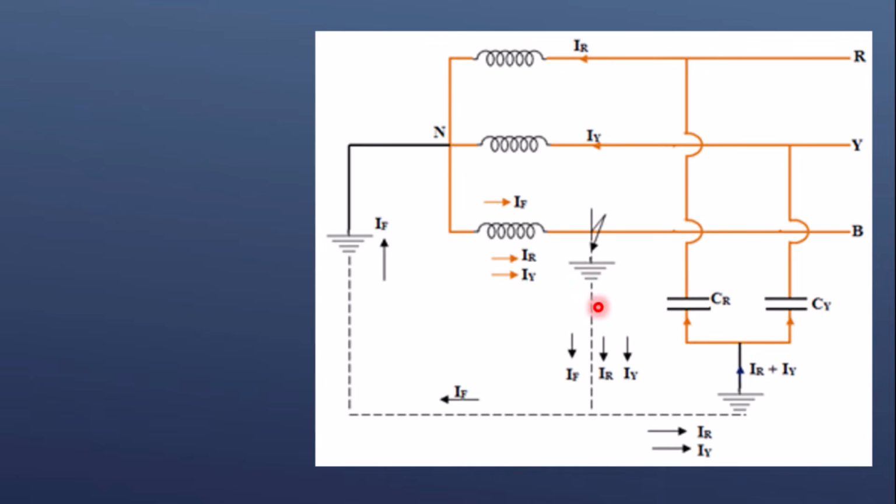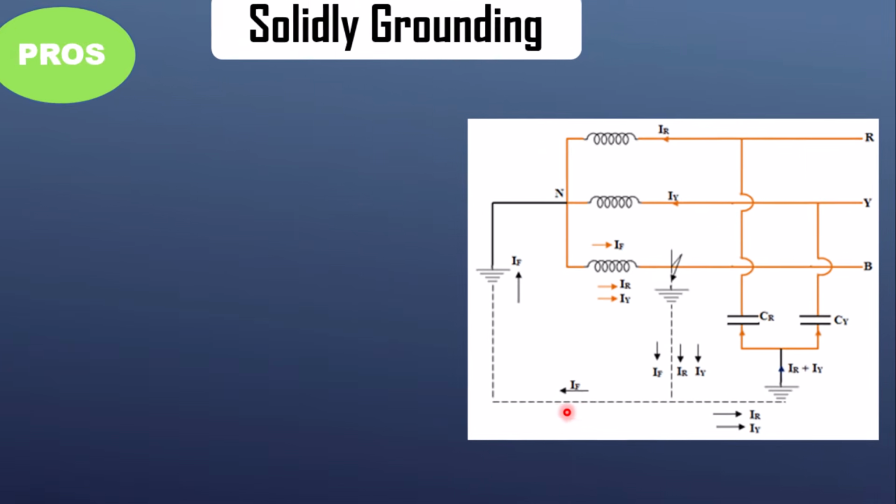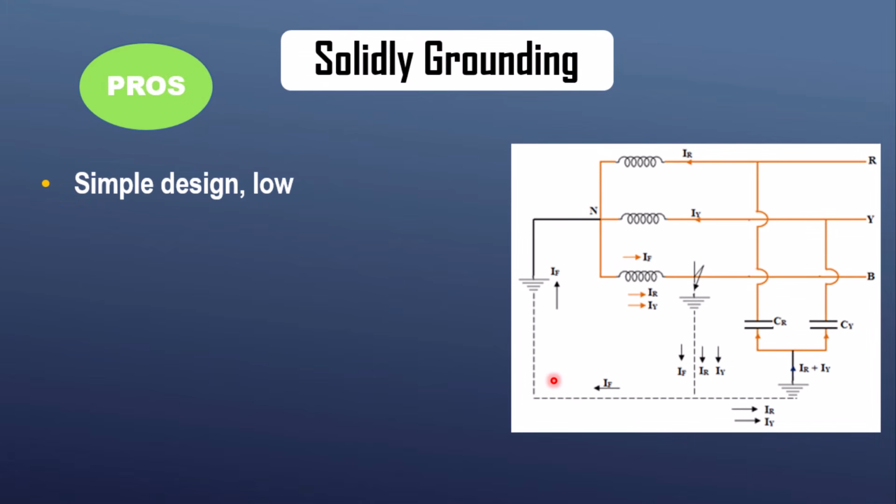We have two different types of current that will flow from the faulted phase into the ground and from the ground into the neutral. So the first current, which is almost negligible, is the capacitive current, and the major current will be the fault current. So the benefit of this technique is it is simple to design and it is low cost because it involves a simple connection of neutral to the ground.